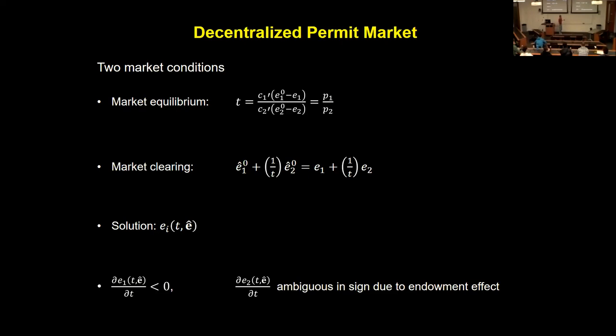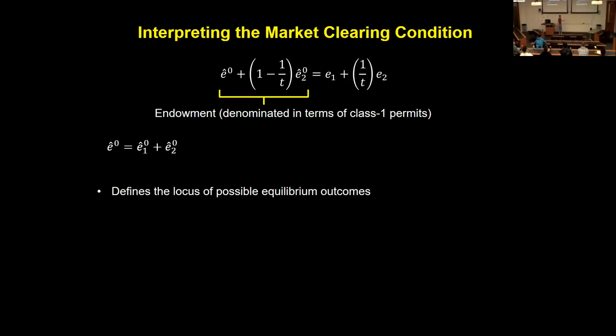This response function is ambiguous in sign, again, due to that endowment effect. And for much of what we're going to be talking about, we're going to assume this is positive over many of the range of values that we're dealing with. Again, this is the endowment denominated in class one permits. We're going to interpret the market clearing condition here.